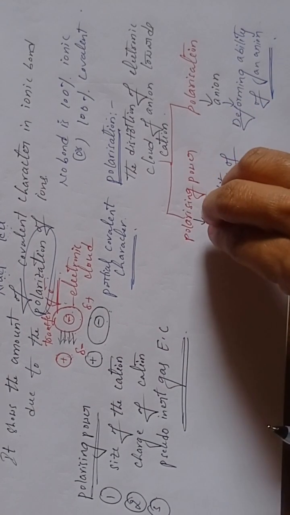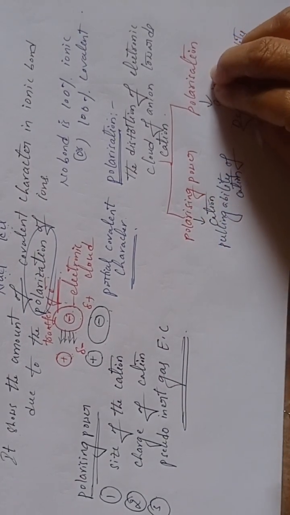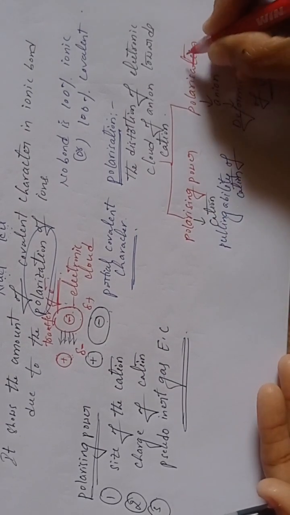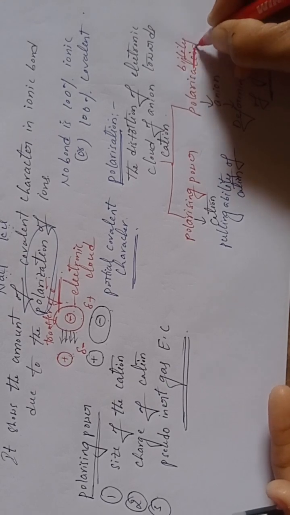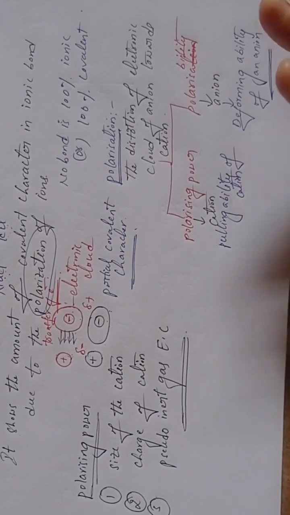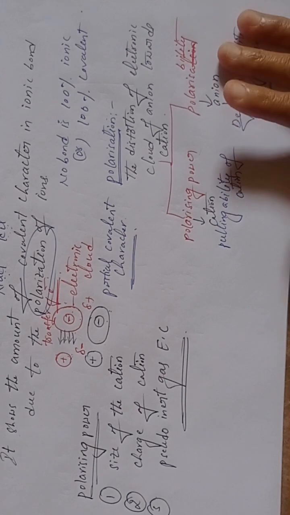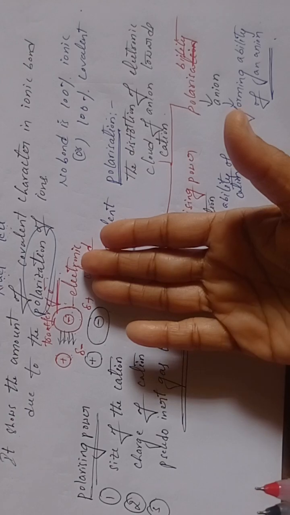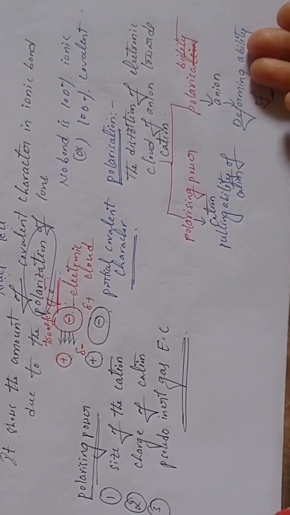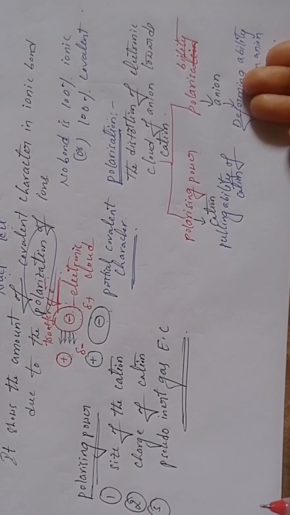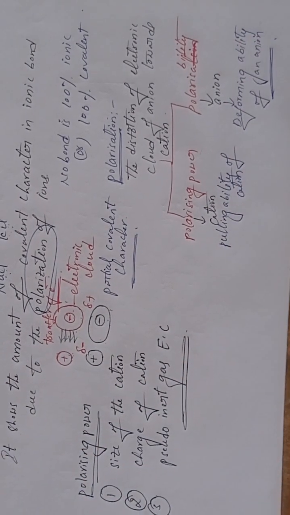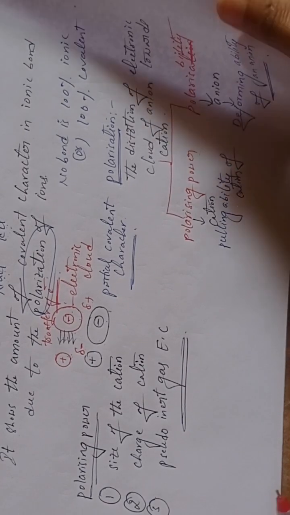Understanding, students? If polarizing power is more, polarizability is more. Sorry, not polarization, polarizability. So polarizing power and polarizability are both more, then covalent character is more. Now we will discuss the polarizing power: size of the cation, charge of the cation, and pseudo inert gas electronic configuration.